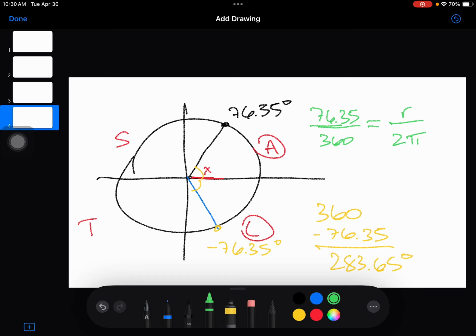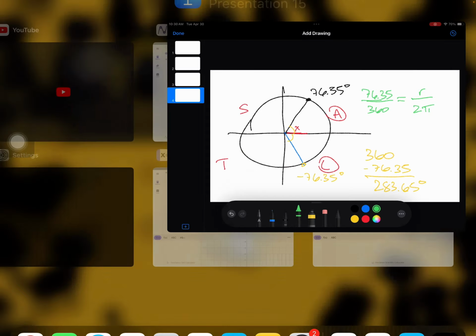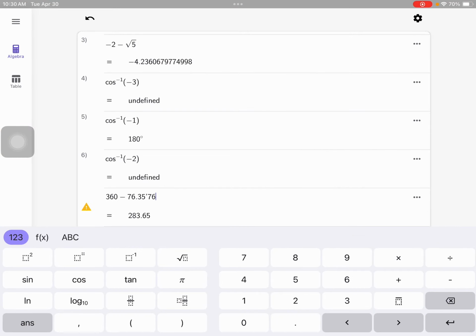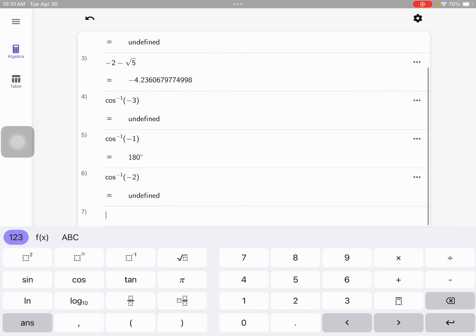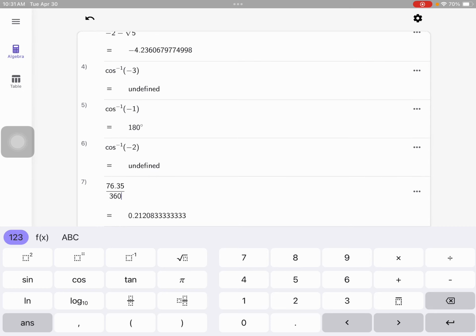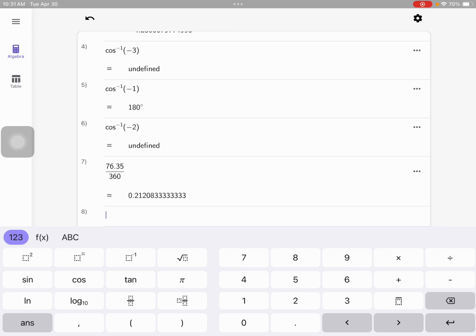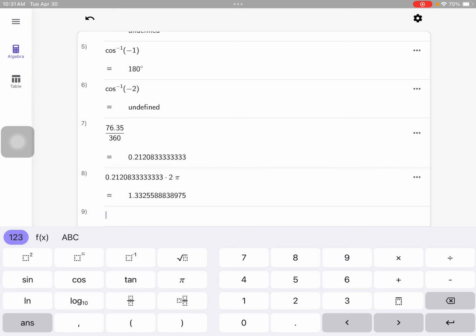So what we're going to do is first divide 76.35 by 360. Can we copy that? Nope, can't copy that. 76.35 divided by 360, 0.212. Now we're going to multiply that by 2 pi. And what do we get? Okay. Can I insert the answer? There we are. Answer times 2 pi, 1.33.